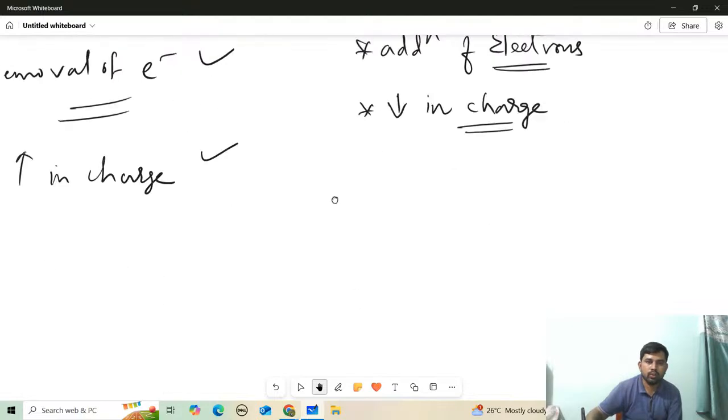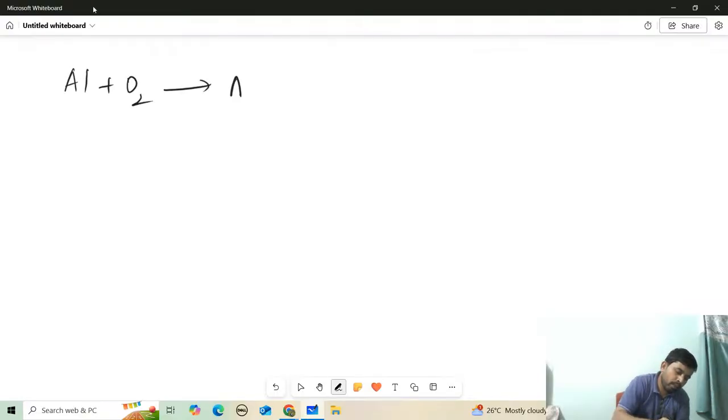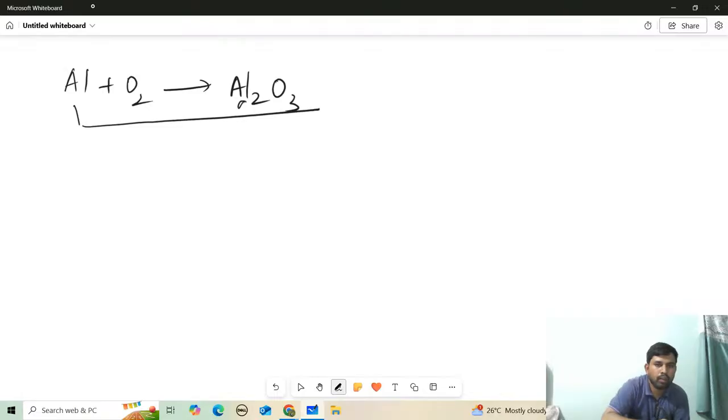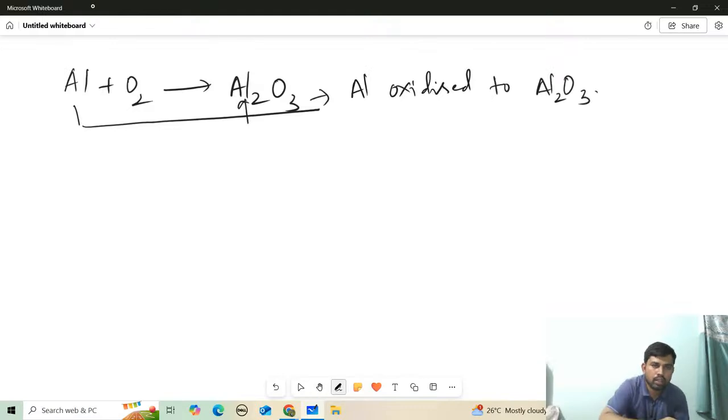There are some reactions, so let me write them. First we have aluminium plus oxygen giving Al2O3. In this process, aluminium undergoes oxidation, so I can say aluminium is oxidized to Al2O3. Similarly, for oxygen, the oxidation state goes from 0 to minus 2.